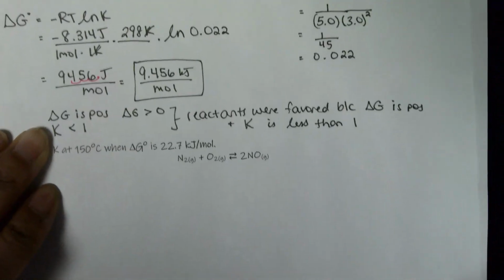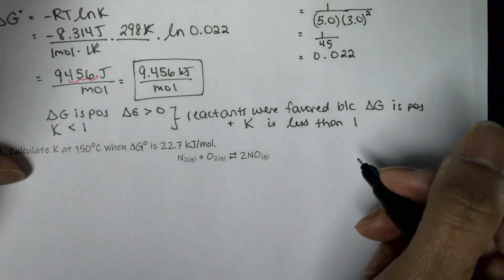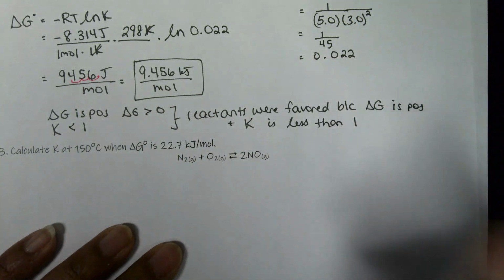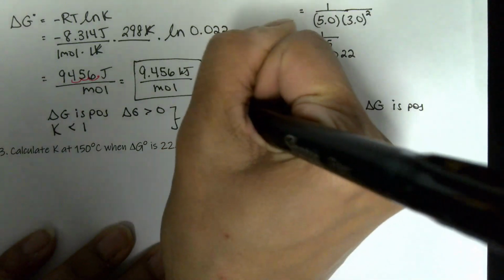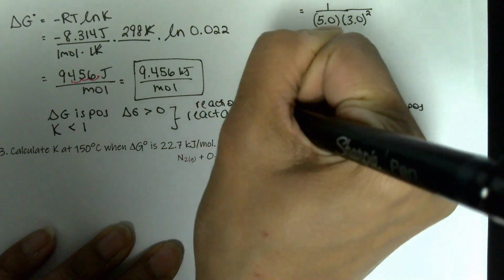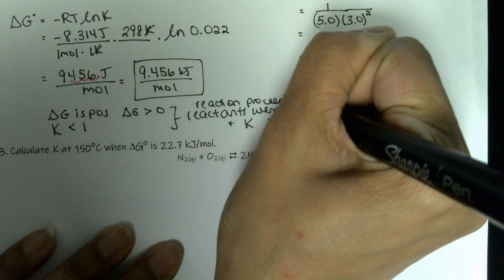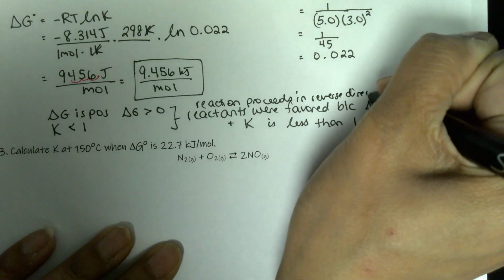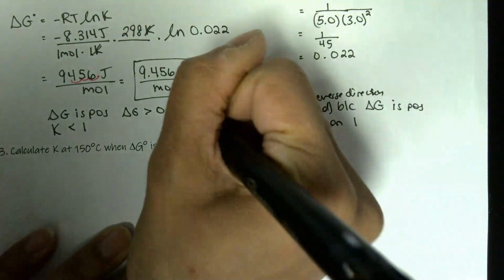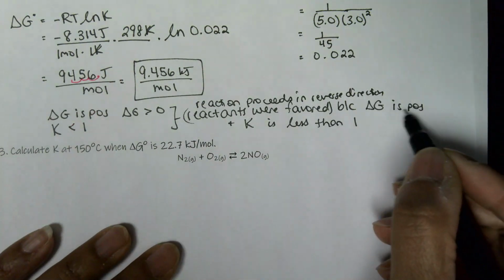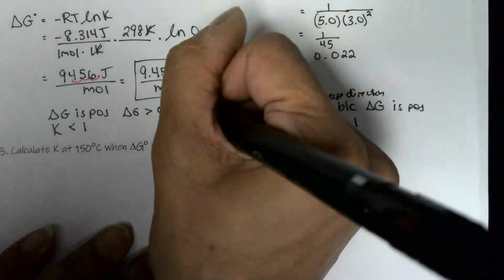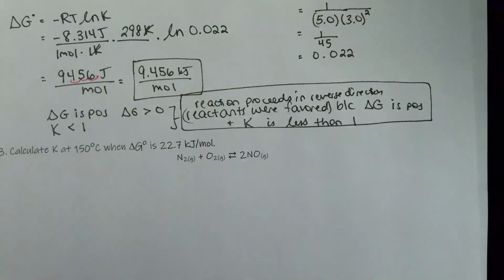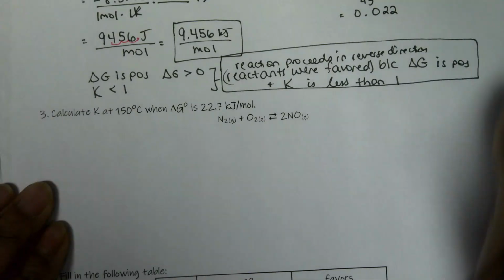So the reaction proceeds in the reverse direction. Sorry about saying that they were favored, but the reactions are proceeding in the reverse direction, because delta G is positive and K is less than 1. Cool. So now we're going to calculate for K.